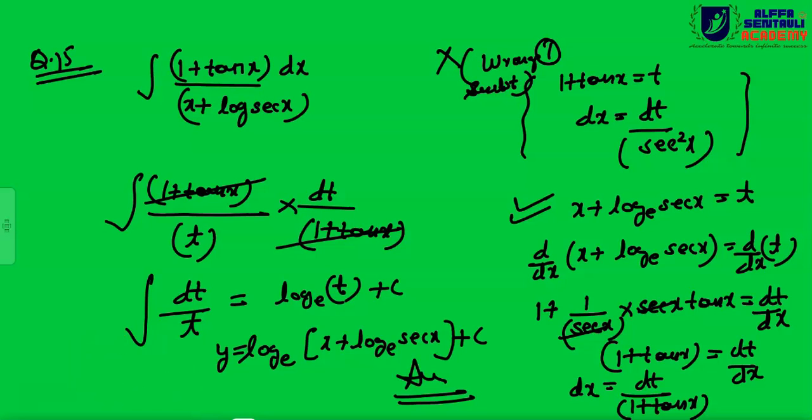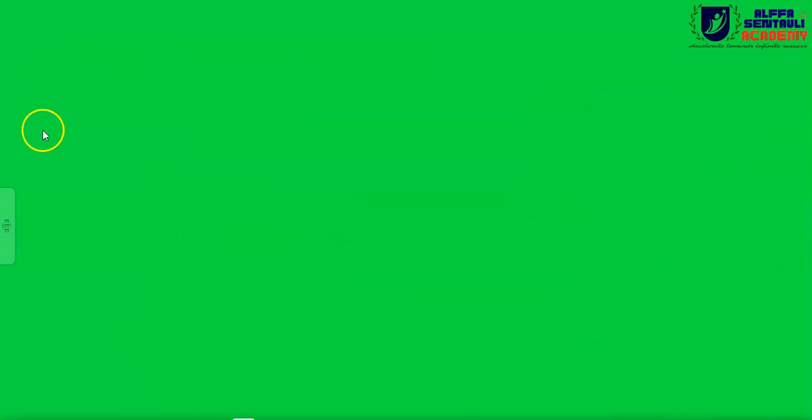Correct. Now let us solve the next question. Question number is what beta? Question number 16. Correct. So question number 16 is integral of sec power 4x dx. Right? So how will you solve this question?